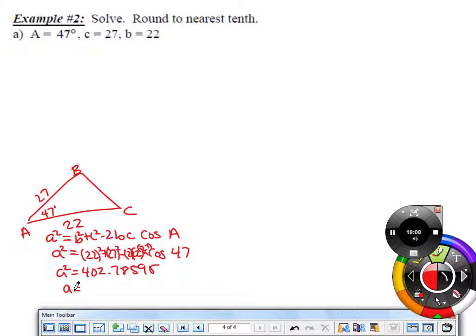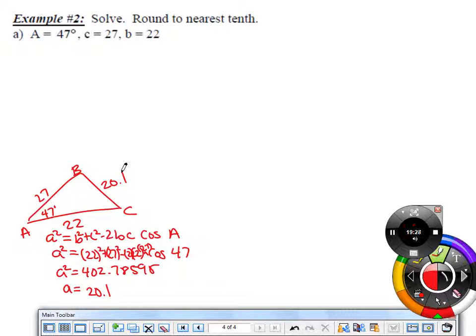Minus 2 times 22 times 27. Sorry, I didn't leave myself enough space when I wrote my cosine. So the formula always has 2 here, and then the 2 side lengths that you were using right there. Is that okay? And so I end up with 20.1 as side A.